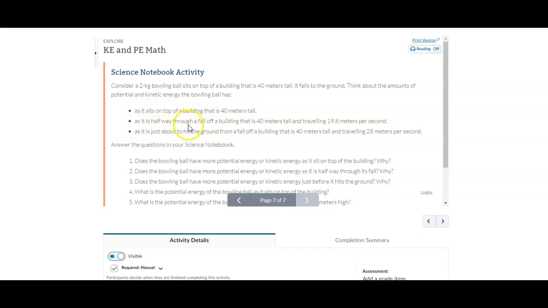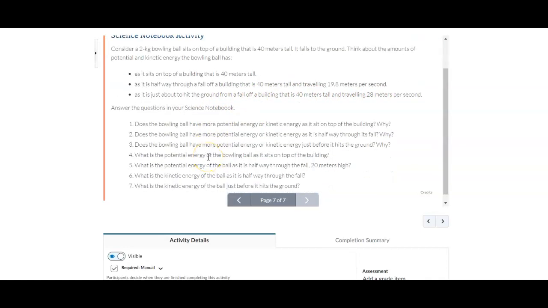and then as it's halfway through a fall off of a building that's 40 meters tall, and it's traveling at 19.8 meters per second. And then as it's just about to hit the ground, so falling from a building that's 40 meters tall and traveling 28 meters per second. So now we're able to answer these questions.